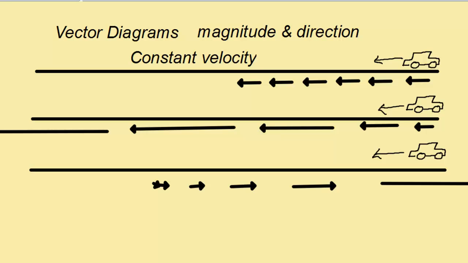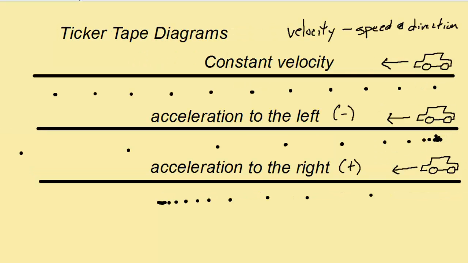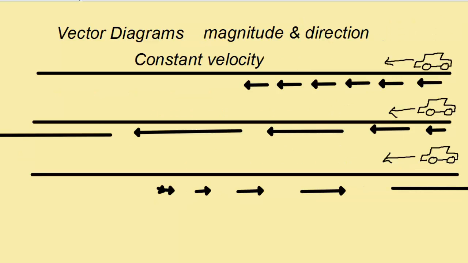All right, so take a look at this. We have the vector arrows, and then we have the ticker tape diagrams, and both of those were ways to represent the motion, in this case of the automobile. I hope that makes some sense to you, and there you go, diagrams of motion.